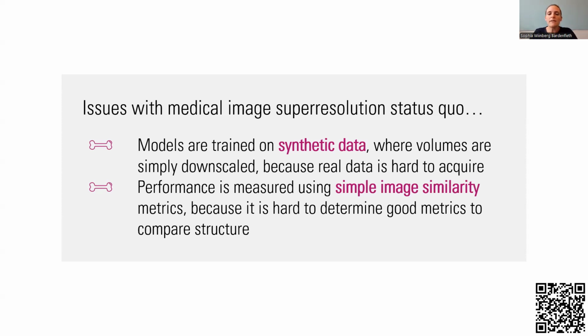Second was that even though it's quite well established that the simple image similarity metrics, such as the peak signal-to-noise ratio or the structural similarity index measure, are poorly suited for medical images, they're still widely used because they're simple, easily comparable, and no good alternatives have really been established. So we wanted to know how this affects the process of selecting the best model after training.